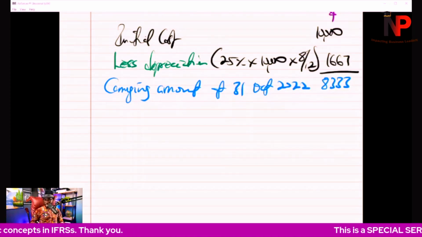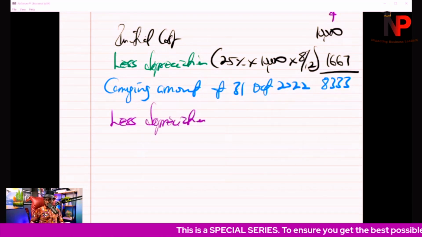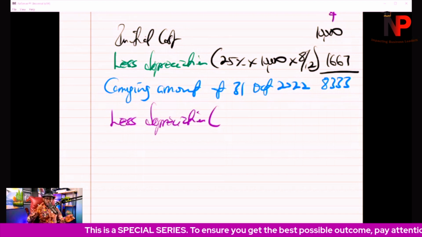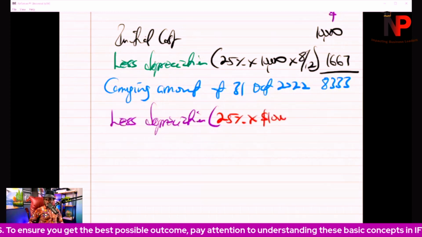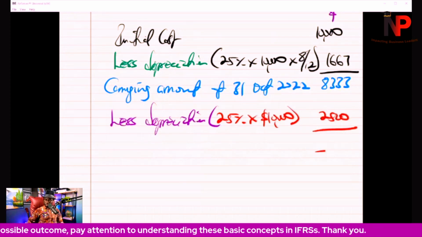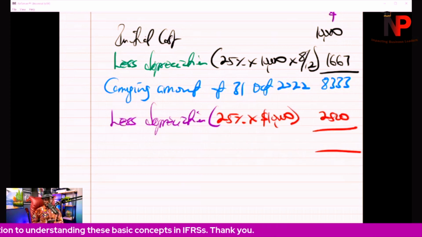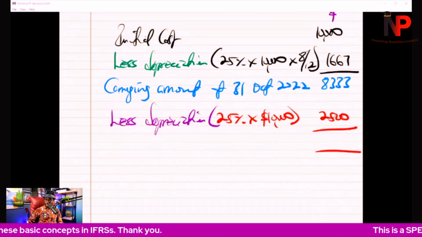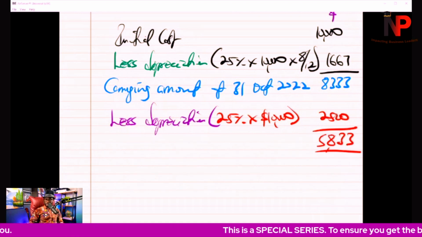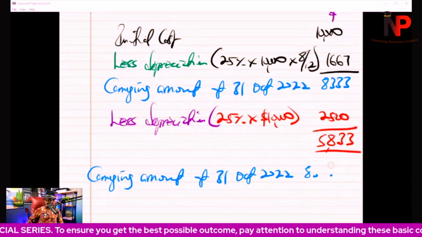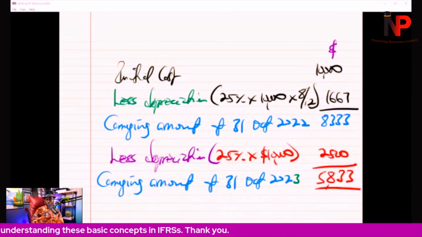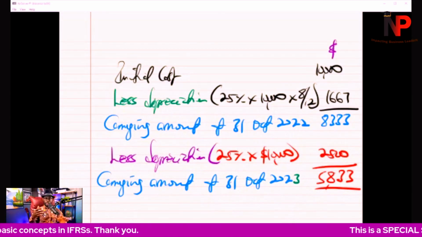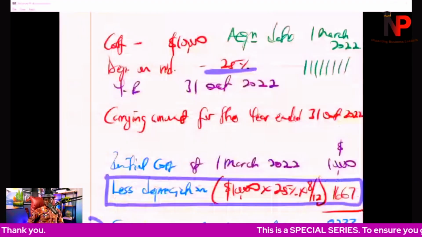Then in the year ended 2023, remember in straight line method, depreciation is charged on cost. So in 2023, we'll still do 25%, but on the cost, 10,000. That's a full year depreciation of 2,500. So 8333 minus 2,500, and that gives us 5833. That is the idea about the straight line method, and that will be the carrying amount for the year ended 31st October 2023. Okay, so that is the difference between the straight line method and the reducing balance method of depreciation.